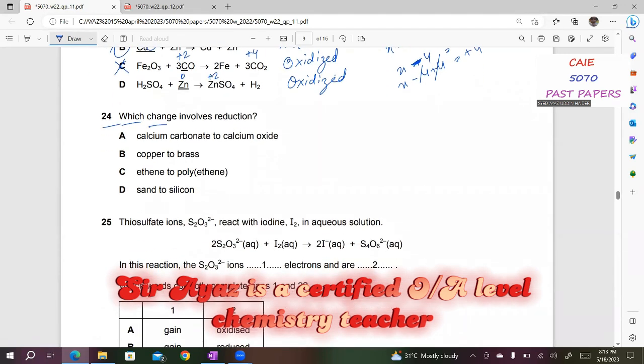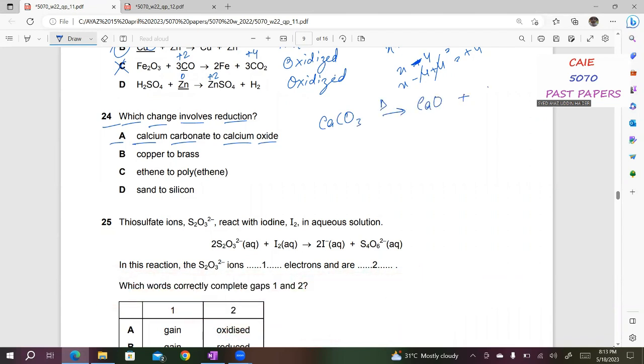Number 24. Which change involves reduction? A. Calcium carbonate to calcium oxide. This is the reaction: calcium carbonate on thermal decomposition gives calcium oxide and carbon dioxide. Let's see the charge on all the elements here. Calcium on the reactant side is +2, on the product side again +2. So it's unchanged. What about carbon?